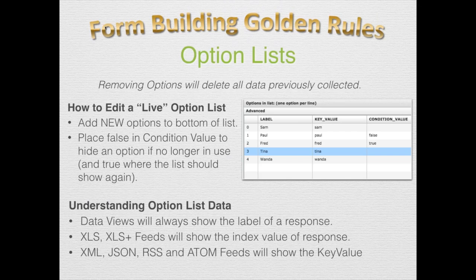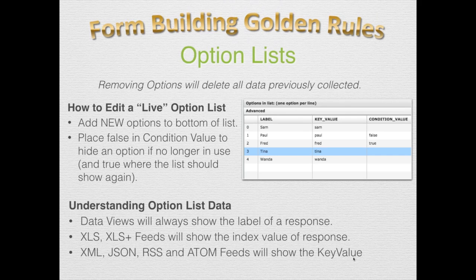We also have option list golden rules, and these are the steps on how to edit a live option list without it affecting the data that was previously collected as well. So it's important to understand how option lists work and the data. If you're looking at a data view, then you'll always see the label for the data of an option list. But if you're looking at any of the feeds, you may see what we call the index value, which is that left-hand column with the numbers, or the key value.